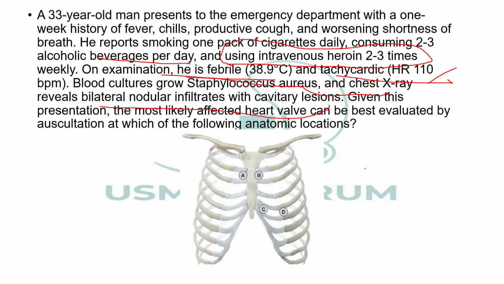Now, we have to identify the pattern. Intravenous drug user, blood culture that grows Staph aureus or Strep viridans or any other bacteria for that matter.